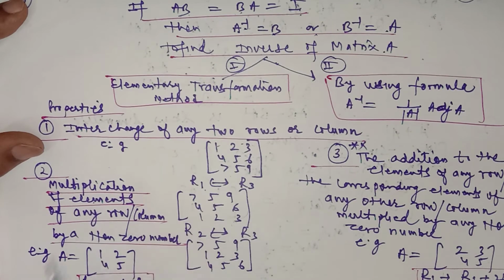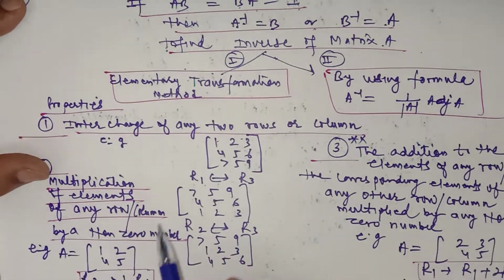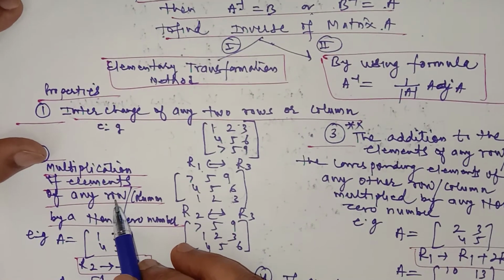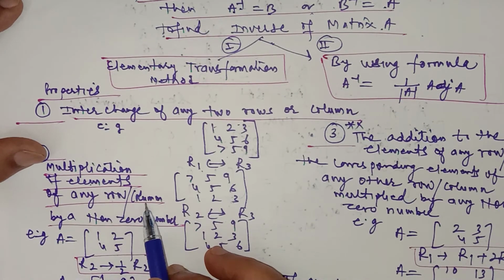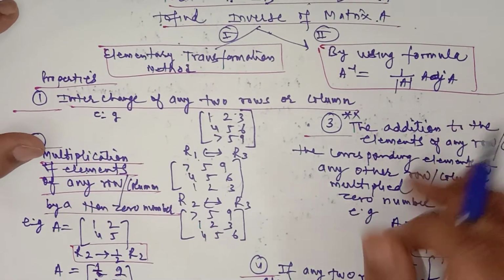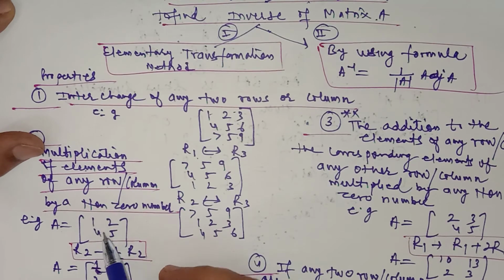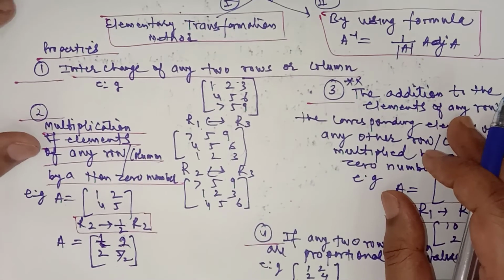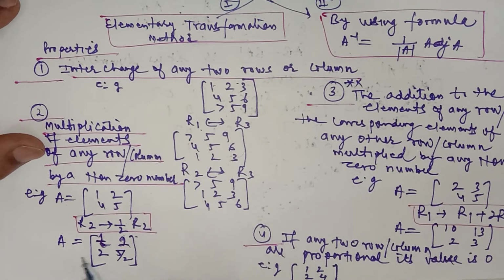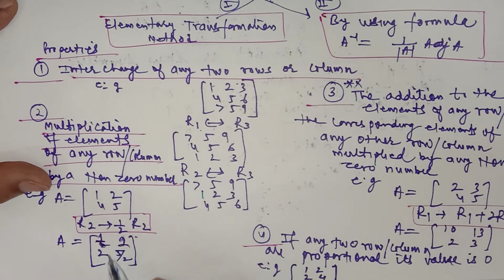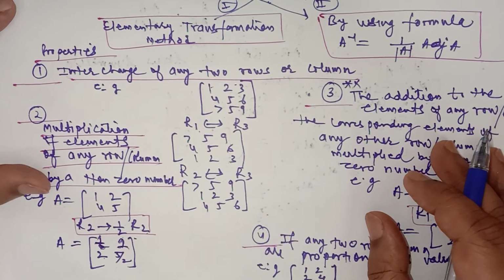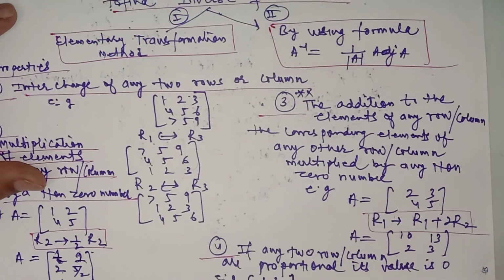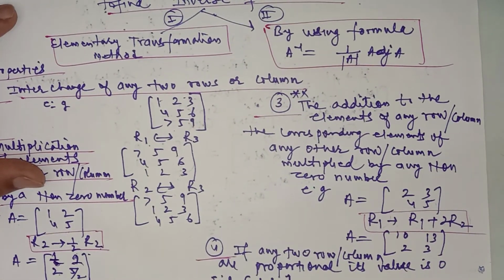Now the second property is that we can multiply any row or column by a given non-zero real number. Suppose we have matrix A as 1 2 4 5 and R2 is equal to half R2. That is, we are multiplying the second row by half, our non-zero real number. So we can multiply, but you have to multiply both sides. That is, we can multiply any row or column by a non-zero real number.